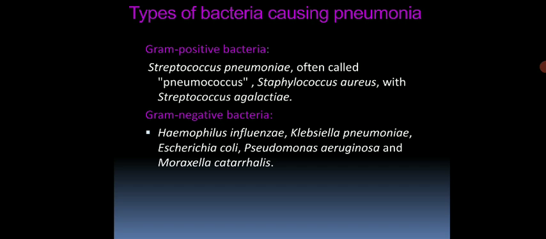So there are several types of bacteria causing pneumonia. It includes gram-positive bacteria, in that Streptococcus pneumoniae, often called pneumococcus, Staphylococcus aureus, and Streptococcus agalactiae. In the case of gram-negative bacteria, it is caused by Haemophilus influenzae, Klebsiella pneumoniae, Escherichia coli, as well as Pseudomonas aeruginosa and Moraxella catarrhalis. So pneumonia is basically inflammation of the lung, and it might be due to these kinds of bacteria. It may be gram positive as well as gram negative, and besides lung swelling, it accumulates fluid in the lungs. Okay.